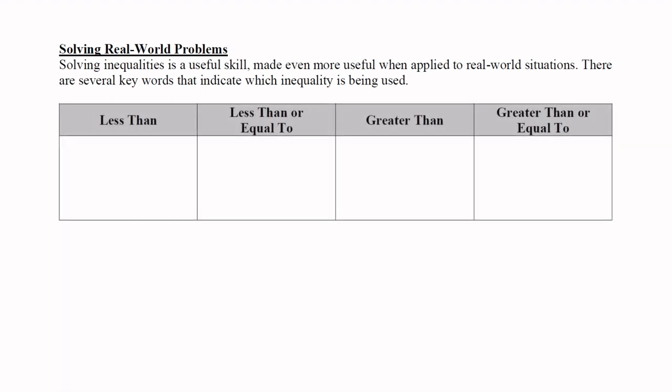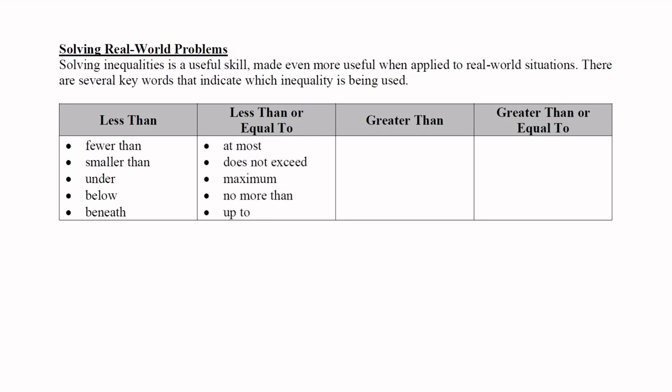There are several key words that indicate which inequality is being used. For less than, we have words such as fewer than, smaller than, under, below, beneath. Of course, less than is included in that. For less than or equal to, you want to look for words such as at most, does not exceed, maximum, no more than, or up to. For greater than, we have more than, larger than, above, exceeds, or over. For greater than or equal to, it may also be worded as at least, minimum, or no less than.